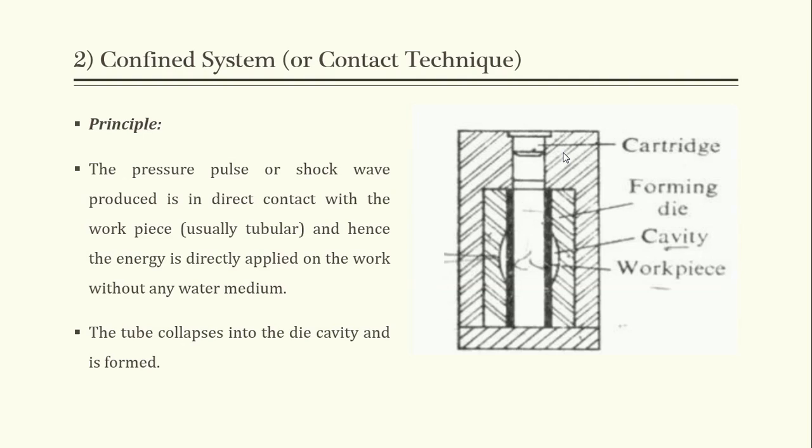The tube collapses into the die cavity and it is formed. Now, initially, this is the workpiece. You can see here at the cartridge location, explosion is created. After explosion, shock waves are produced in the controlled atmosphere, and while propagating in the downward direction, they will strike the surface of the workpiece. And where the cavity is maintained, 100% deformation is achieved of that tube inside the die cavity. That is the working principle.